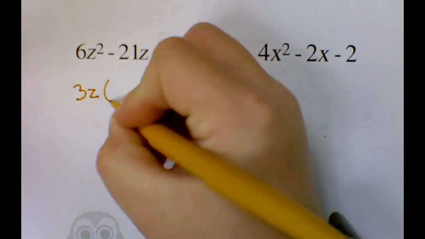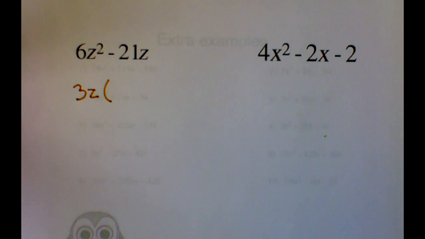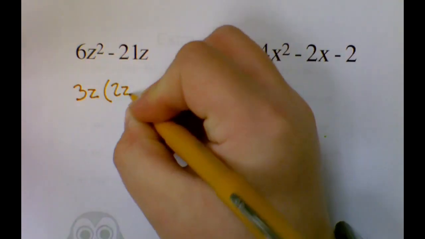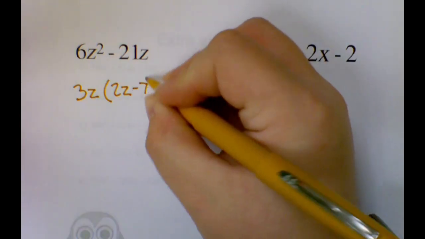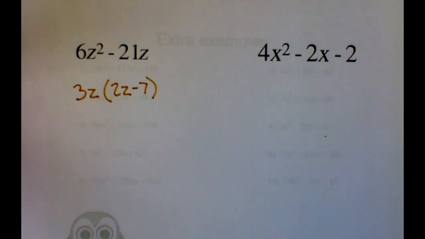6z squared minus 21z. Always look for a GCF first. Well, I noticed they can both be divided by 3. And they both have a z. If I take 3z out of 6z squared, I'm left with 2z. And if I take 3z out of 21z, I'm left with the minus 7. And look at that, it's factored. There's no more variable squared. I can't factor any further. That's done.